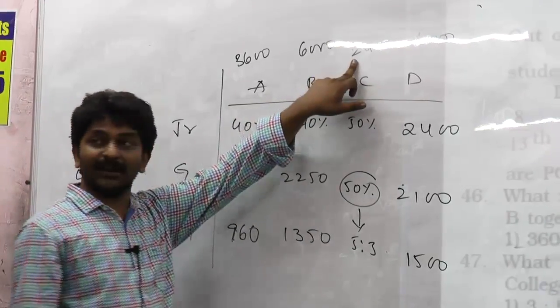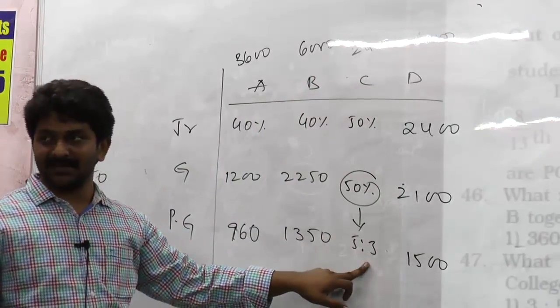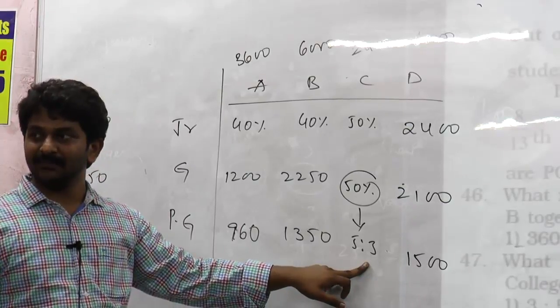50% of this number 1200. 1200 is divided into 8 parts. 1 part is 75.